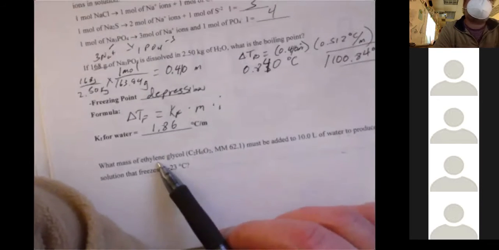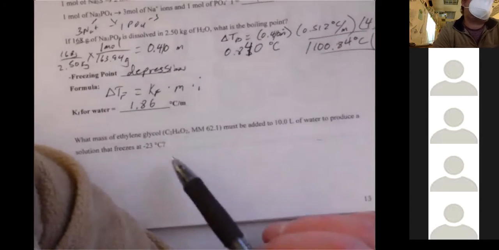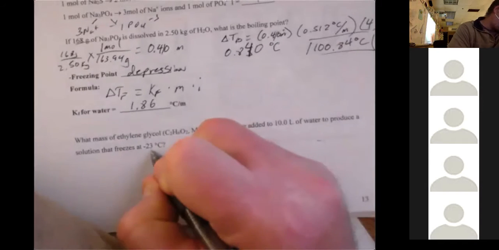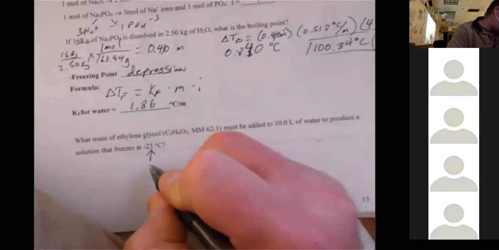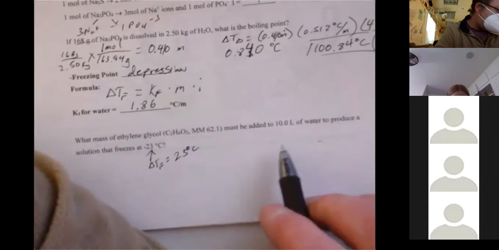Look at this, ethylene glycol here. What mass of ethylene glycol must be added to 10 liters of water to produce a solution that freezes at negative 23 degrees Celsius? What is this negative 23 degrees Celsius from our formula? That is the delta T of F. Why is that directly the delta T of F? Because the freezing point of water is 0, right? And it's depressed. So that 23 right there, that is our delta T of F. That's the change.